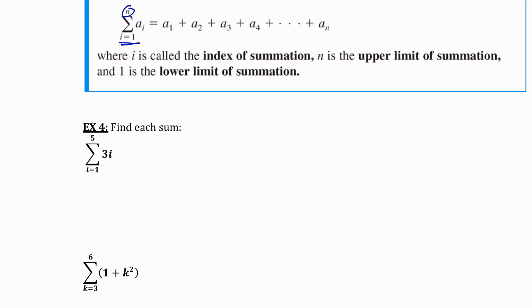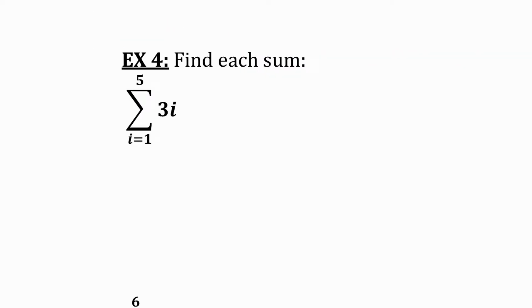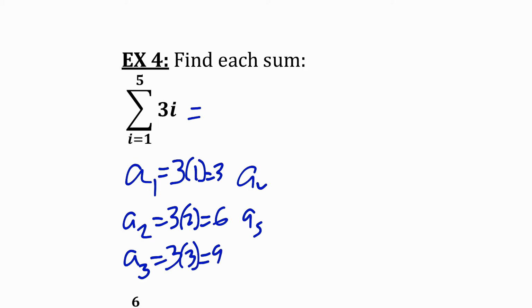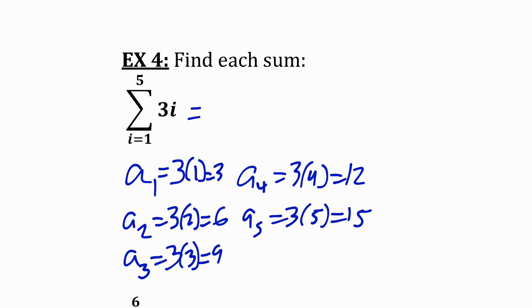So taking a look at this example, we've got the sum from i equals 1 all the way up to 5 of 3i. What we're going to do is figure out the first 5 terms: a sub 1, a sub 2, a sub 3, a sub 4, a sub 5, and we'll plug those in. So we're going to have 3 times 1, which is 3. The second one's going to be 3 times 2, which is 6. 3 times 3, which is 9. 3 times 4, which is 12. And 3 times 5, which is 15. So those are the first 5 terms of the sequence.